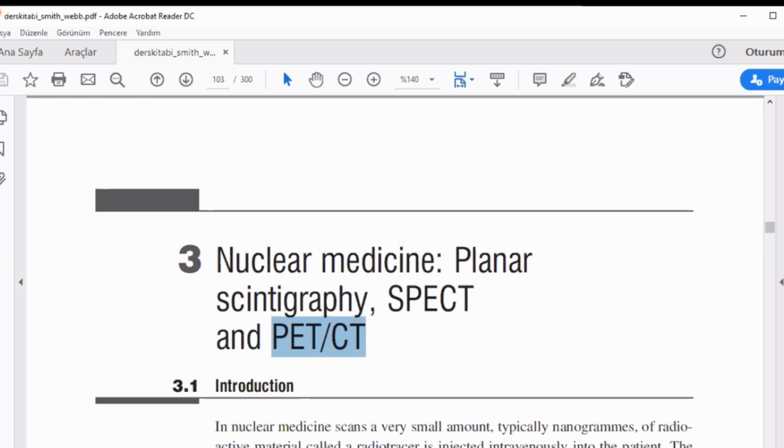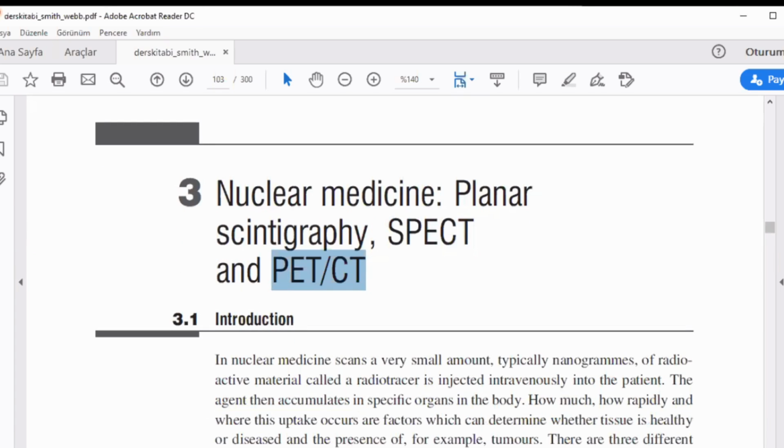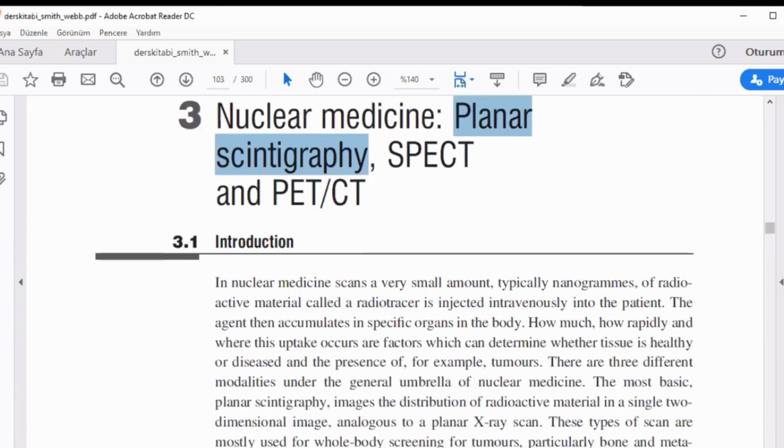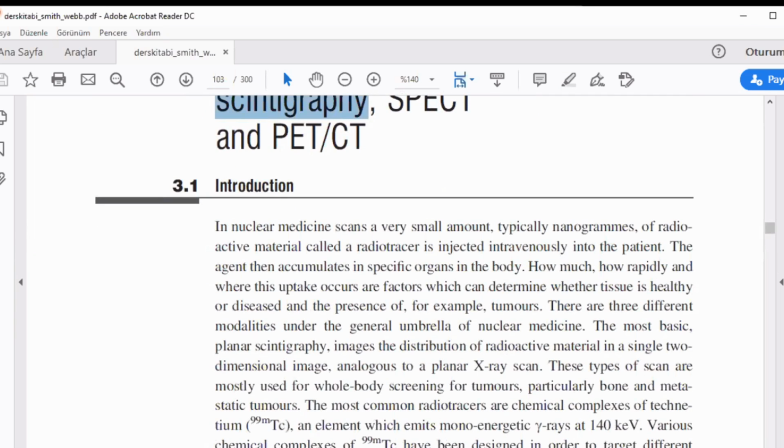Okay, so what you have learned in the previous section is all related to planar scintigraphy. SPECT and PET CT will be the issues for this section. So there's a big reading for introduction. So let's read very fast. The important thing is agents accumulate in specific organs. Okay, agent means radioactive substance.